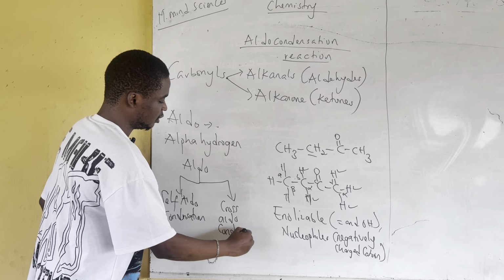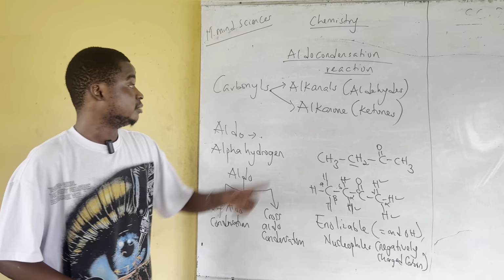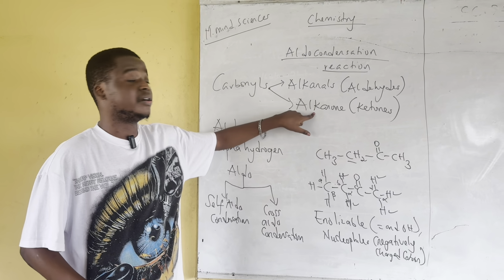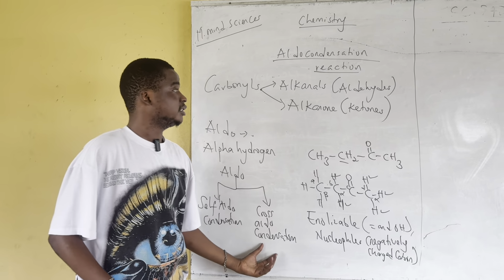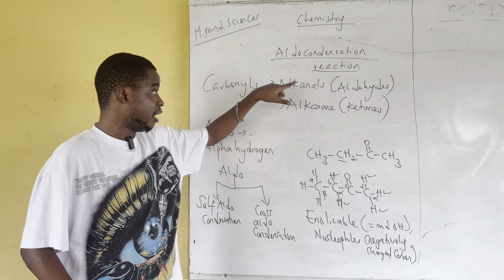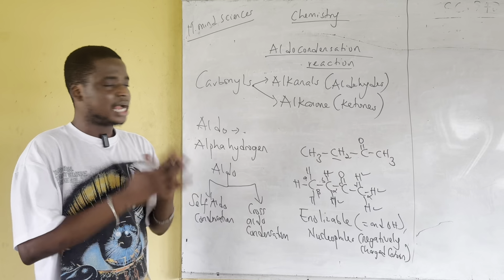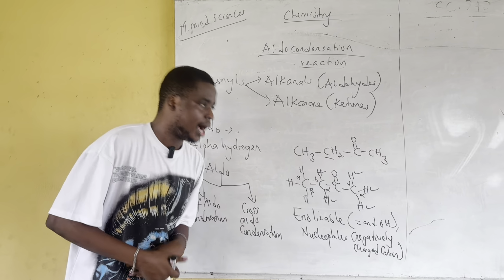So self here basically means between two carbonyls of the same group. That's between two alkanals or two alkanones. And then cross is between an alkanal and an alkanone. Remember that for aldol condensation to occur, at least one of the carbonyls must have an alpha hydrogen.